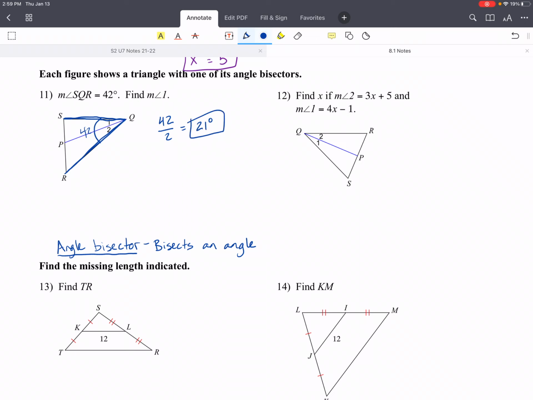Here's one with equations now. Because this is an angle bisector, I'm given measure of angle 2 and I'm given measure of angle 1. Well, these two have to be the same. So I can say 4x minus 1 equals 3x plus 5.